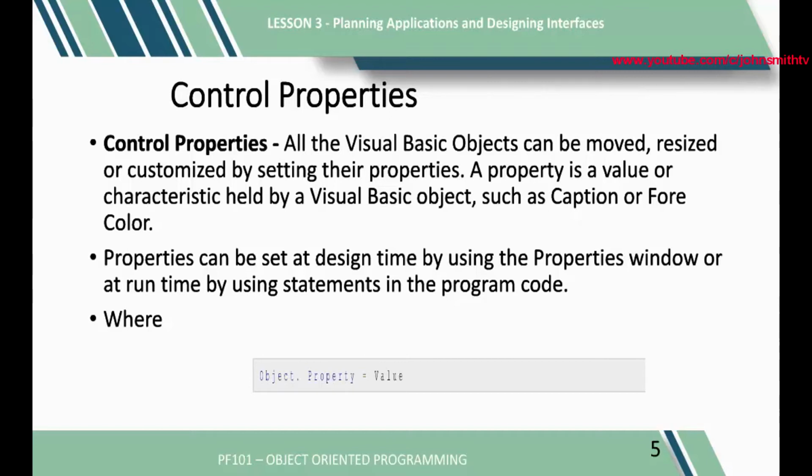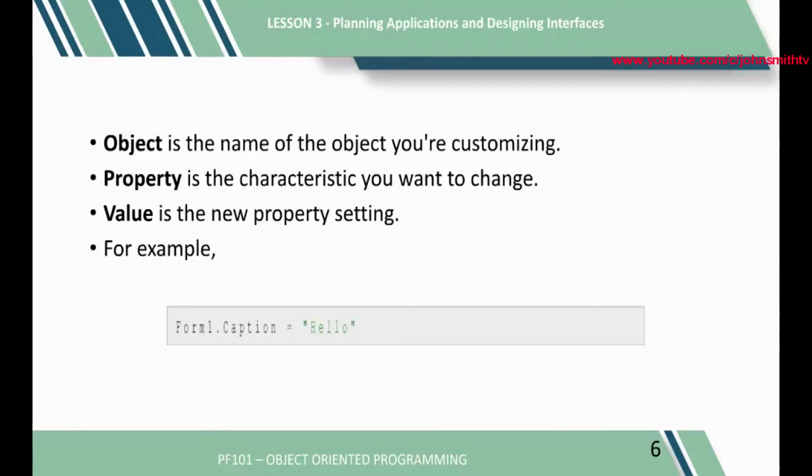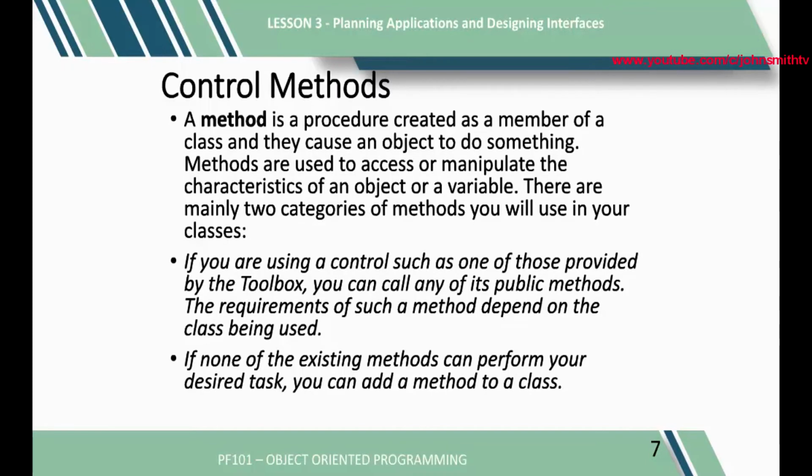Where object.property equals value, in which the object is what you're about to customize, while property is the characteristic you want to change, and lastly, the value is the new property setting. Let us have an example. Form1.Caption equals "Hello".